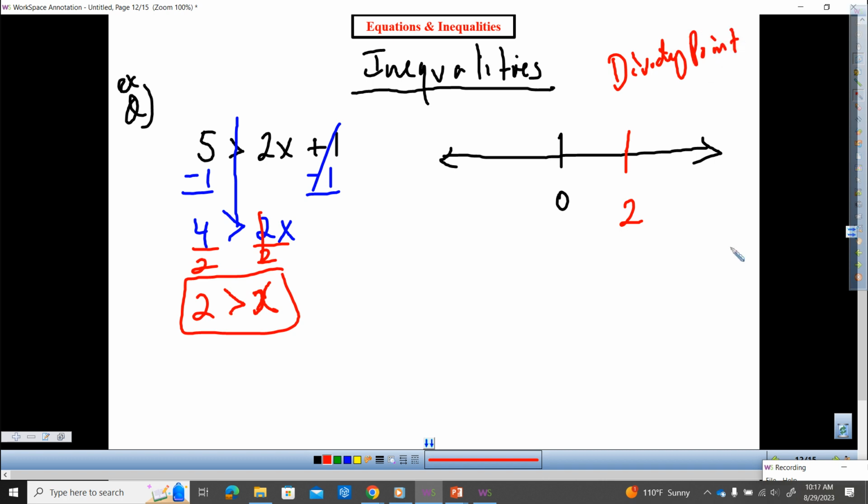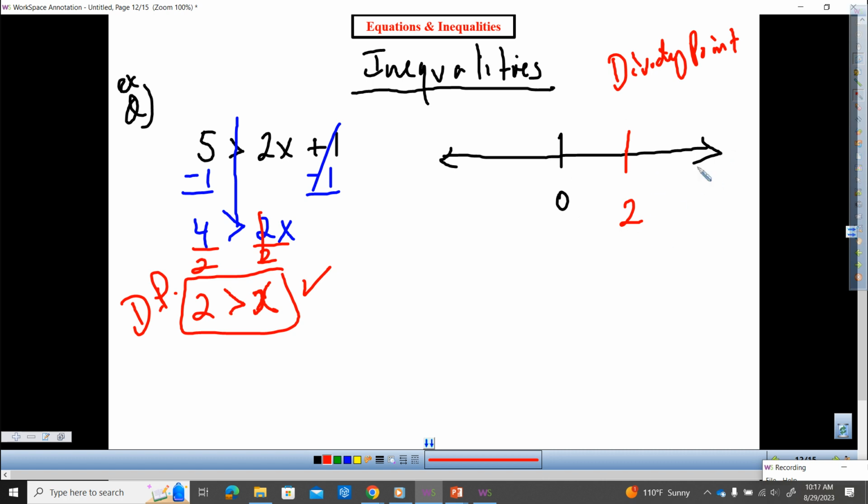Why, Mr. Q? Because it divides the number line into 2 sections. Why 2 sections? Because one section is the solution, the other section is not the solution. Let me repeat that again. The number we come up with, this one, is known as the dividing point. Why, Mr. Q? Because it divides the number line into solutions and no solutions.